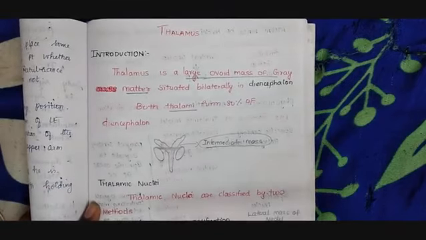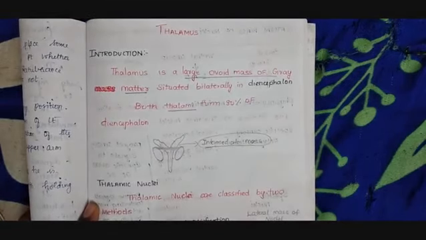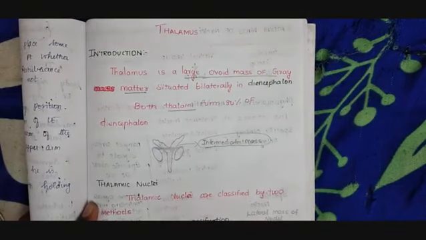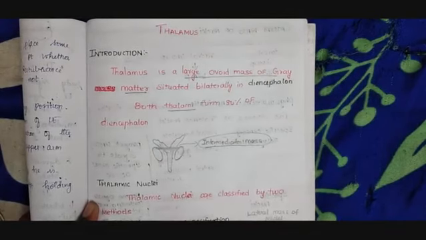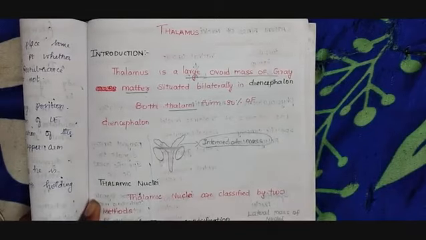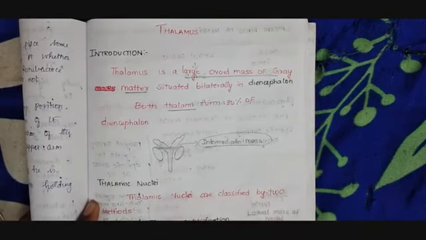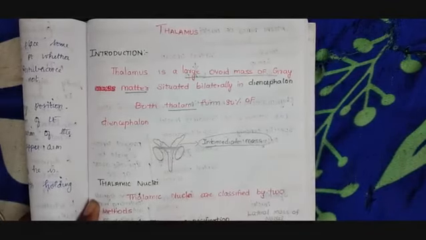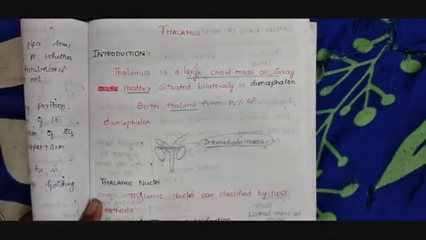I hope you all know that the brain is divided into forebrain, midbrain and hindbrain. Under forebrain, we have telencephalon and diencephalon. Telencephalon is nothing but the cerebral hemisphere, whereas under diencephalon, we have epithalamus, subthalamus, thalamus and hypothalamus. Among these four, 80% of your diencephalon is formed by your thalamus.